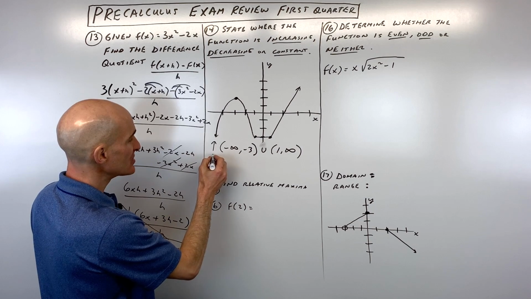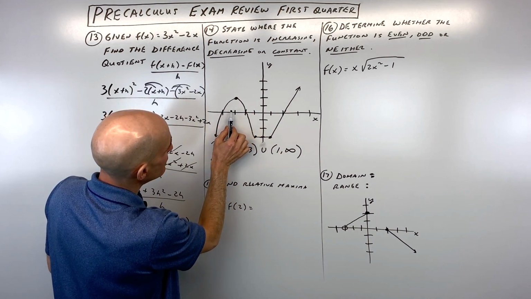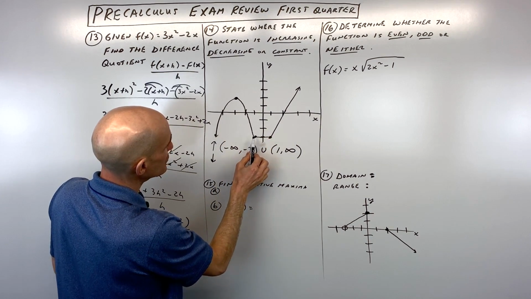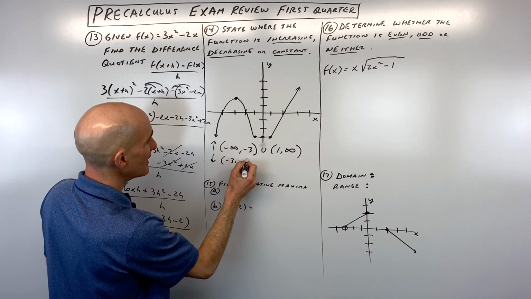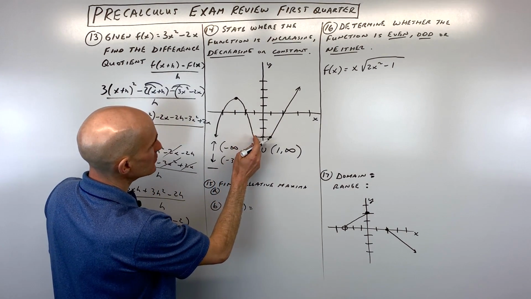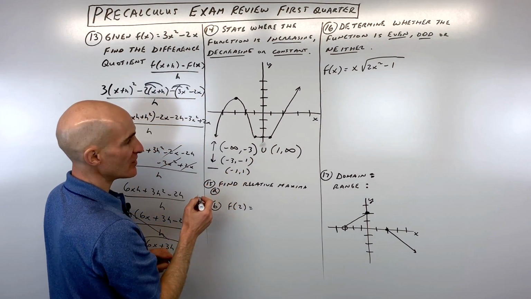Okay, so I just did increasing. For decreasing, you can see it's going down to the right here, and you can see that's when x is from -3 all the way to x equals -1. So we're going to say -3 to -1, and then constant, I'll just draw like a horizontal line to abbreviate there, is when x is from -1 to 1, and you got it.